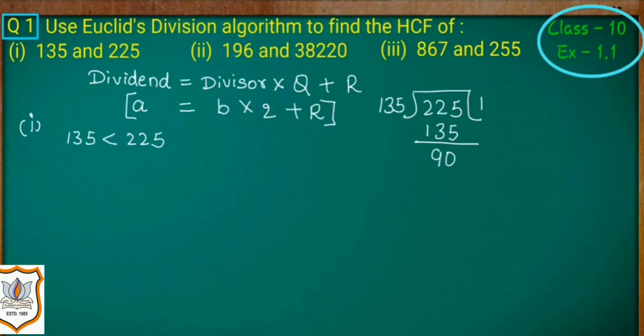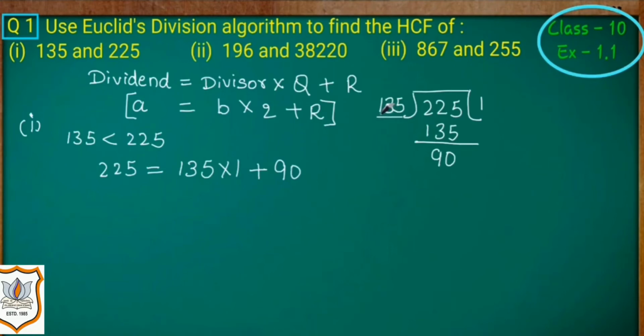Now this 135 should be shifted as follows. The value of 225 can be written with the divisor. Here the divisor is 135 and q is 1. So I can write 225 equals 135 into 1 plus remainder 90.